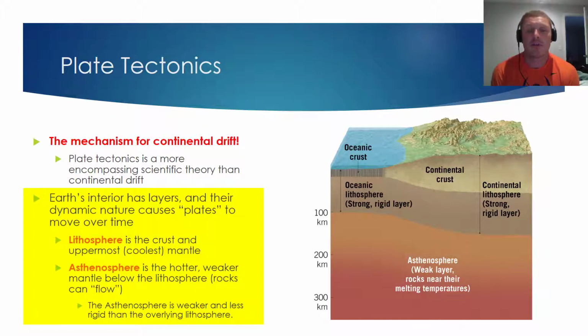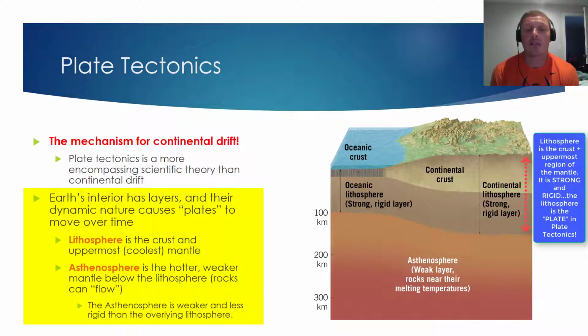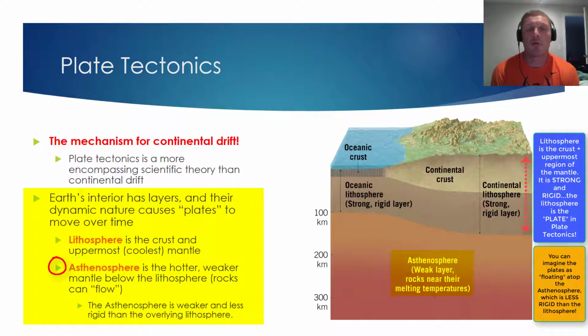The very top layer of Earth's interior is the crust, and directly underneath the crust is the cool uppermost region of the mantle. When you take those two regions collectively, we call that the lithosphere. The layer directly underneath the lithosphere is the asthenosphere, and this layer is extremely important for the plate tectonics mechanism. The asthenosphere is the hotter, weaker portion of Earth's mantle, and it's in this region that the rocks can flow because they're very near their melting temperature. The key point here is that the asthenosphere is weaker and less rigid than the overlying lithosphere.